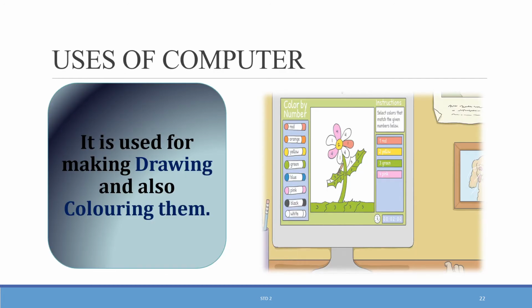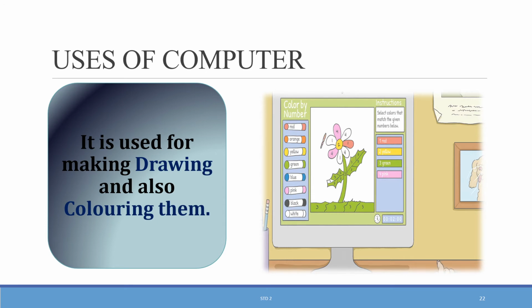Now the next use. You can see this picture. What we are doing here is, we can draw a flower, we can color it. Yes, see here I am putting the color. See here. Yes. So in this picture we are coloring and drawing. So it is used for making a drawing and also coloring it. So a computer is used for making a drawing. We also draw on a computer and also color it.